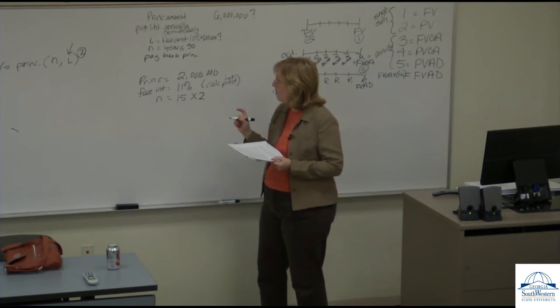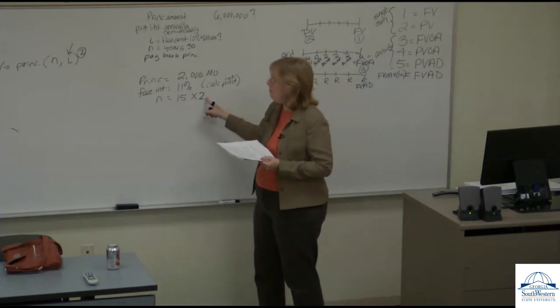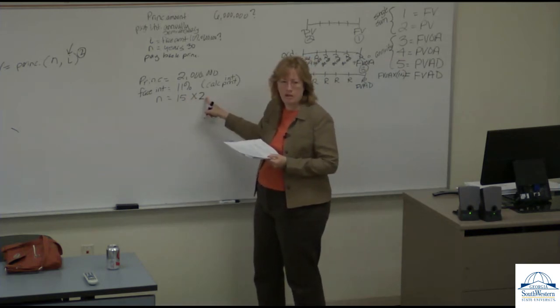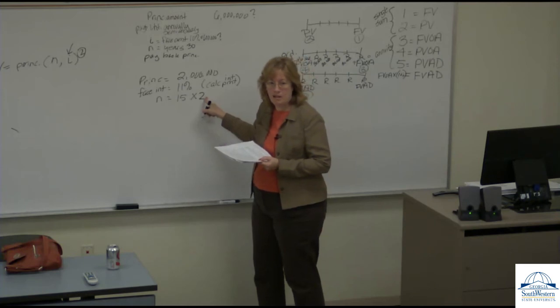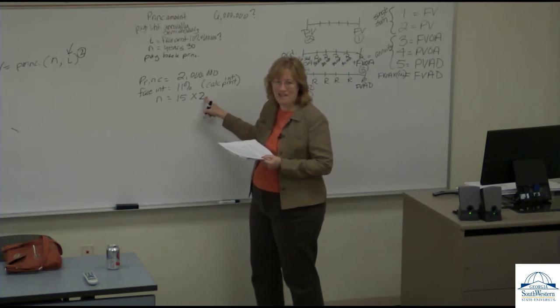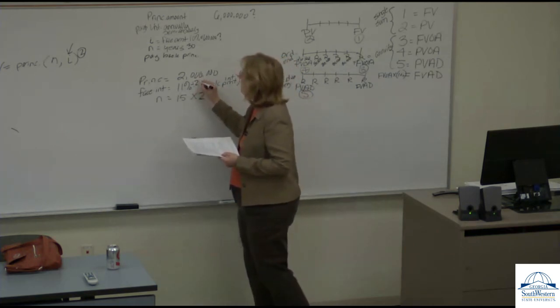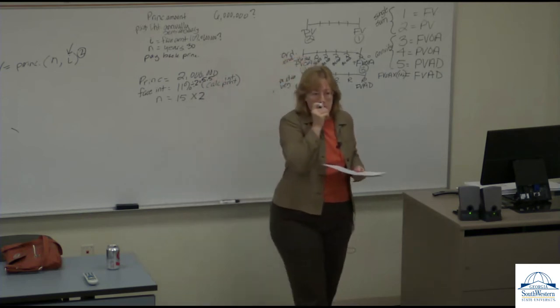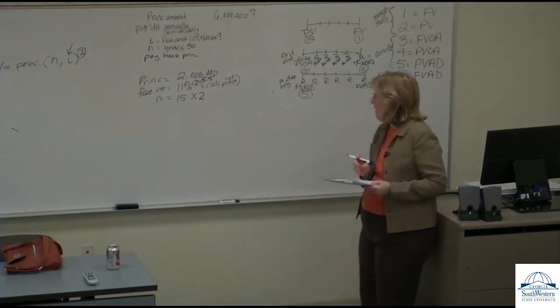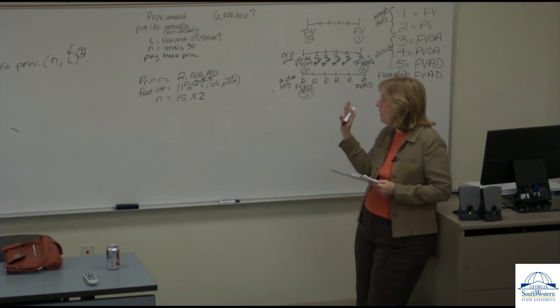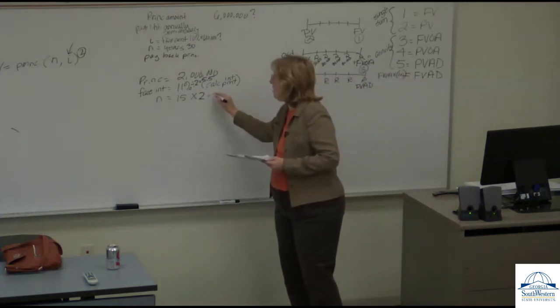I multiply this by 2, and what do I do with the interest rate? Anybody? Divide by 2, right? To get 5.5. Remember that? Okay, good. All right, so our N is then 30.